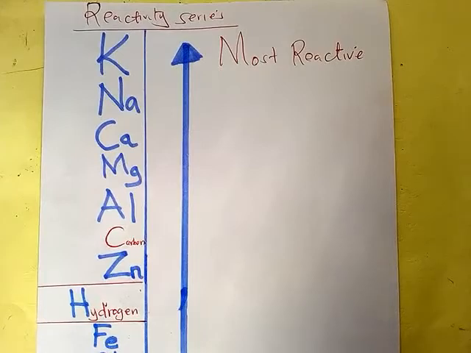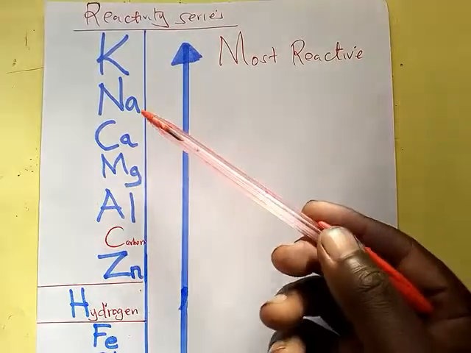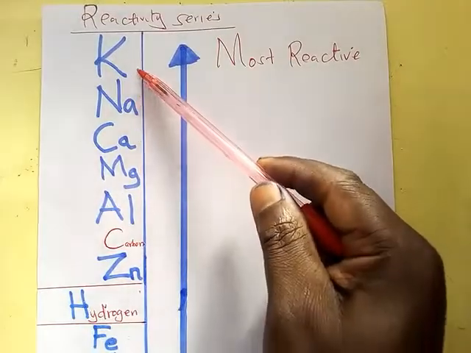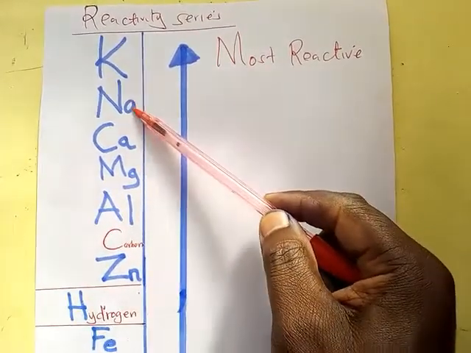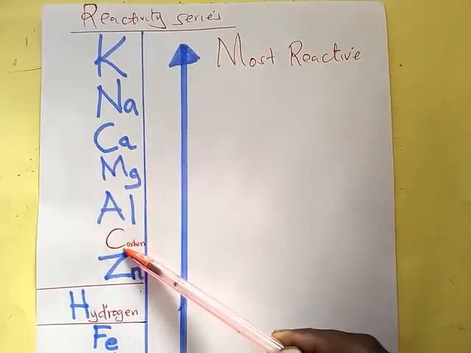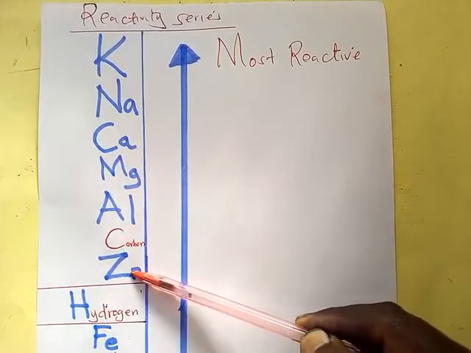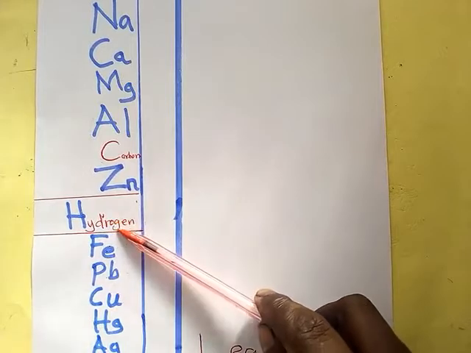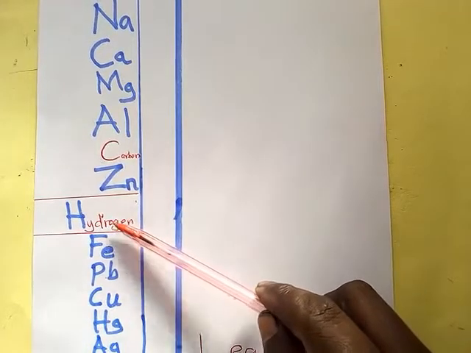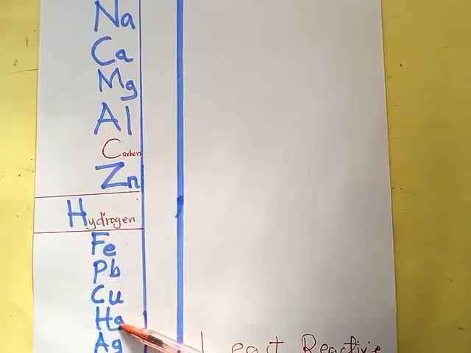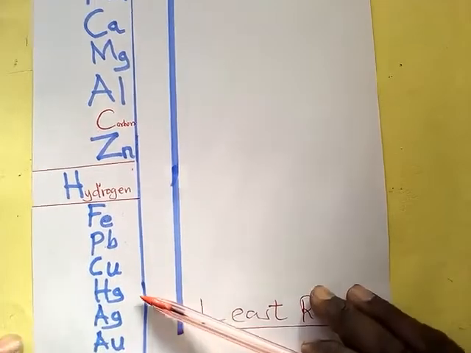Before we embark on answering the questions, I want you to understand something in the reactivity series. In the reactivity series, we have potassium as the most reactive metal, followed by sodium, calcium, magnesium, aluminium. Then we have the non-metal carbon. So carbon is more reactive than zinc. And then my concern is hydrogen. Hydrogen is more reactive than iron, lead, copper, mercury, silver, and gold.